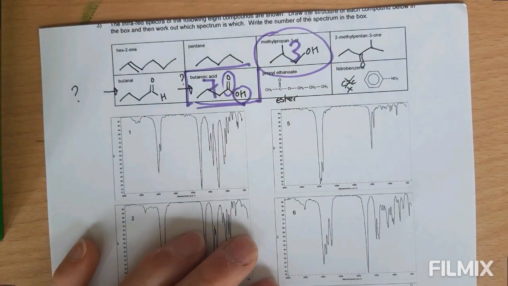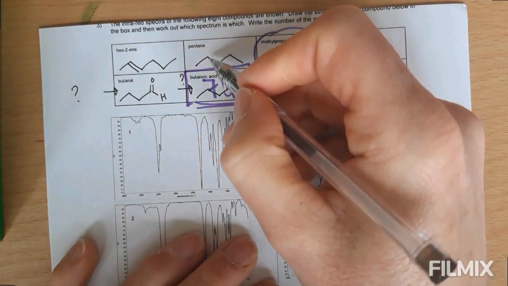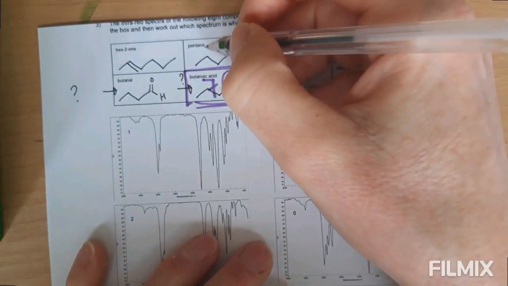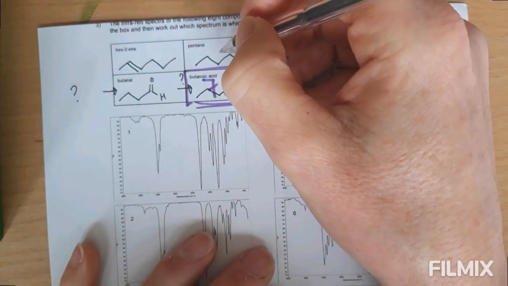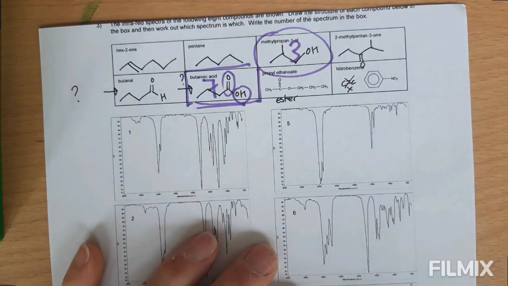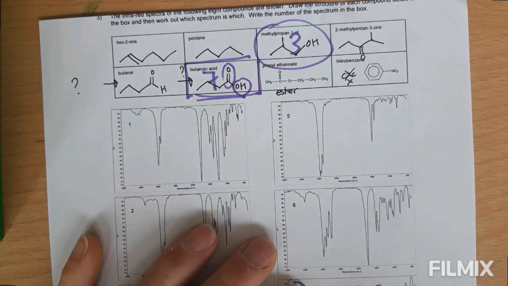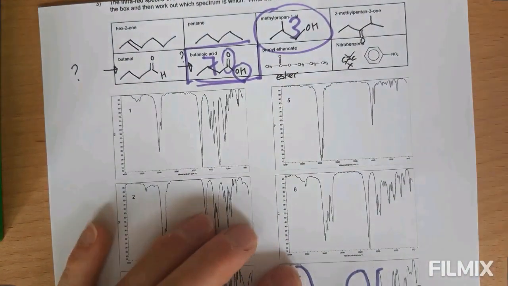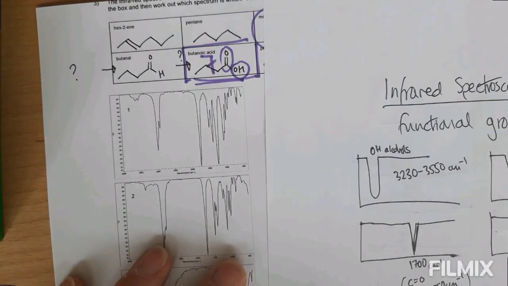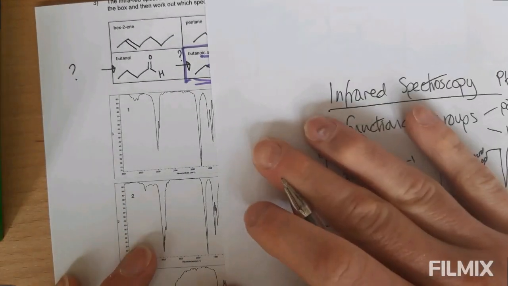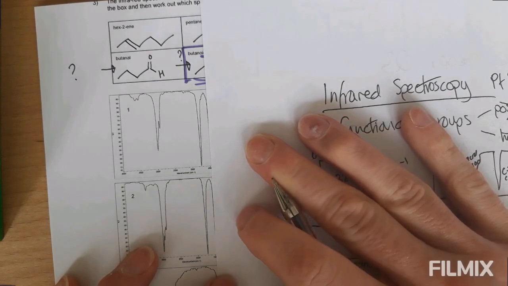Pentane should be easy to spot because it hasn't got an OH acid, an OH alcohol, or a C double bond O, so actually the only peak we should see is CH peaks at around 3000. All right, so first thing I'm going to cover up the fingerprint regions on 1 and 2.